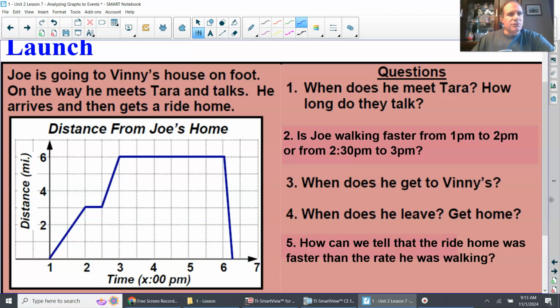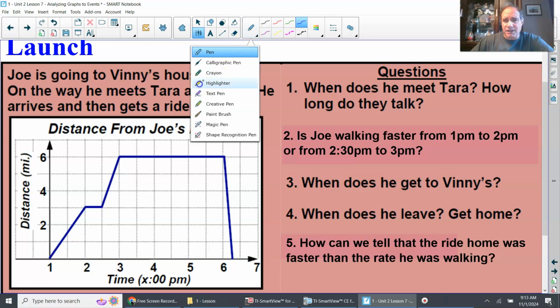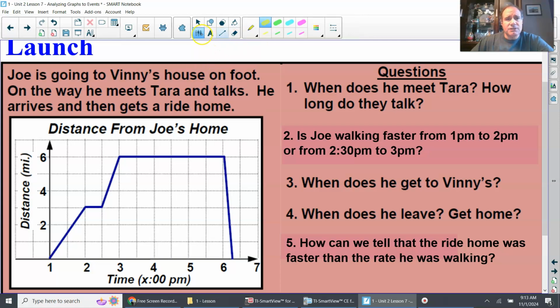So Joe is going to Vinny's house on foot. On the way, he meets Tara and talks. He arrives and gets a ride home. So I'm just going to sketch something and highlight the information here. Joe is going to Vinny's house on foot. So right here is Joe's house, and Vinny's house right here. He's starting to walk to Vinny's house on foot. On the way, he meets Tara and talks.